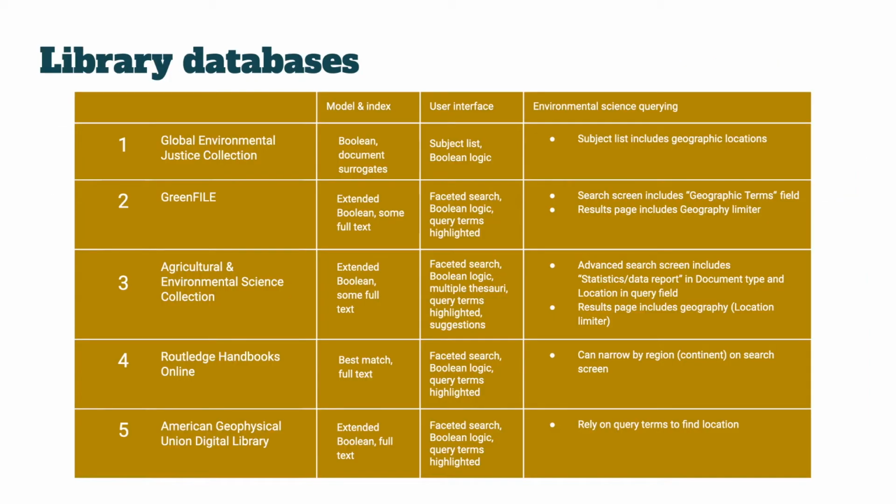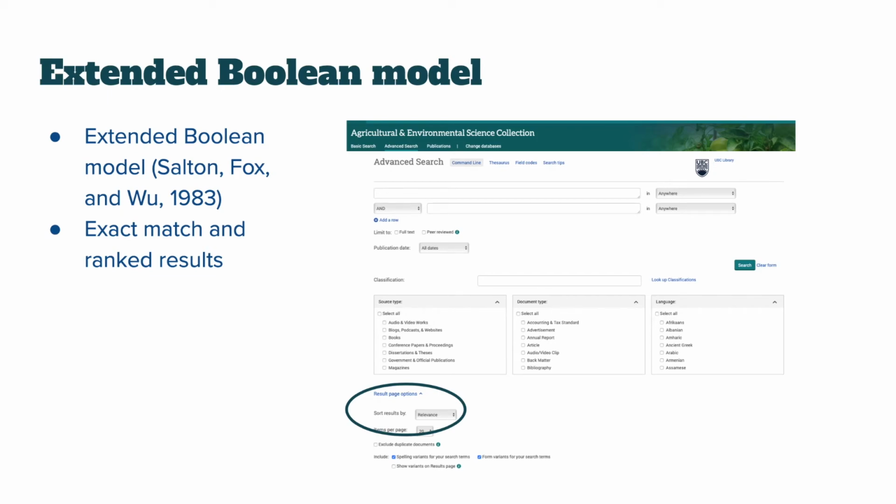Three of these five databases that I looked at used an extended Boolean model, so I want to talk briefly about that. This was first described in 1983 by Salton, Fox, and Wu. The extended Boolean model includes iterative searching that allows it to build on the exact match features of the standard Boolean model, while also providing results ranked by relevance as with vector space.